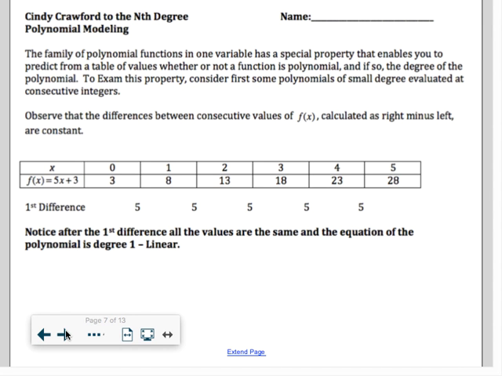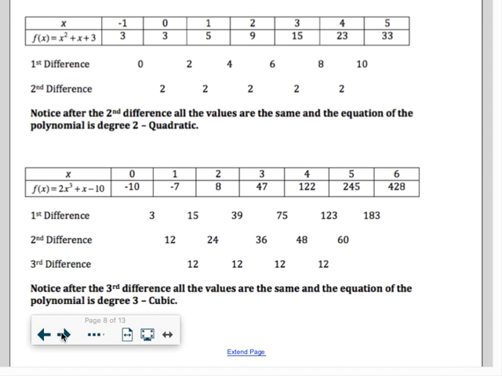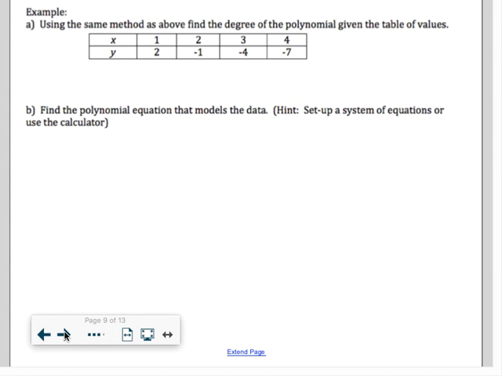So let's take a look, and I did these three for you. It says, if f of x is 5x plus 3, if I go ahead and do the differences, I got 5, 5, 5, 5, 5. So this would be degree 1 or linear. If you look at the second one, where f of x is x squared plus x plus 3, I did the first differences, and then I did the second differences, and they were constant. So it's quadratic. And if you look at the third one, which is a cubic, f of x equals 2x cubed plus x minus 10, it went down to the third difference until they were constant. Okay? So now, let's do one together.